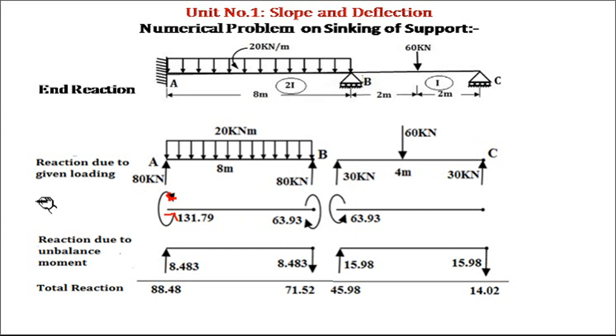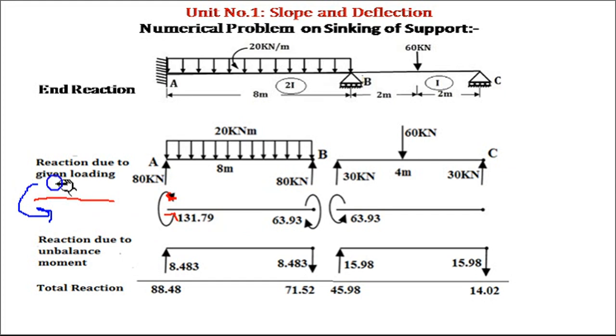Okay, so as it is minus 63.93, it is acting in clockwise direction. Now here you have to find out the unbalanced moment. Now the unbalanced moment is here, it is anti-clockwise, so plus 131.79. Here it is clockwise, so minus, so 131.79 minus 63.93. So here the unbalanced moment will act at joint A because here the value of moment is more.